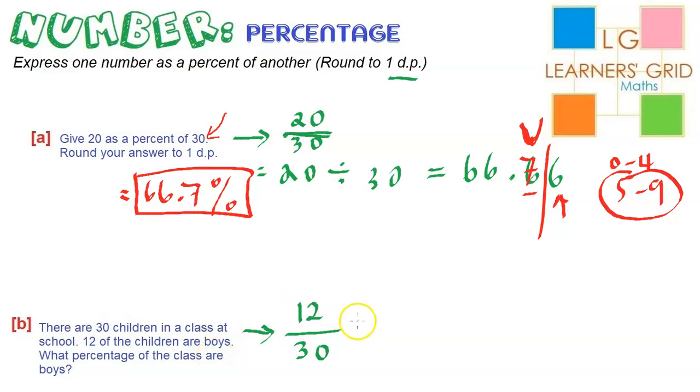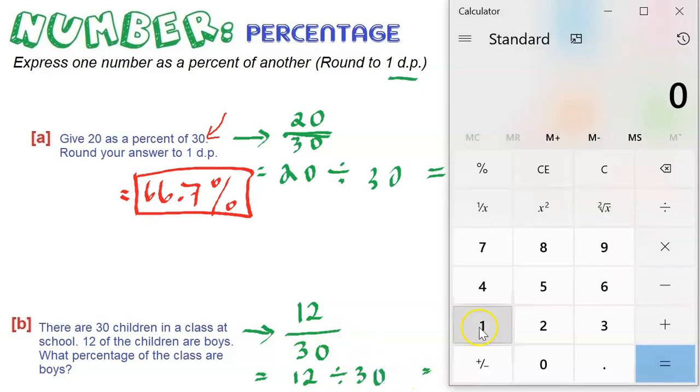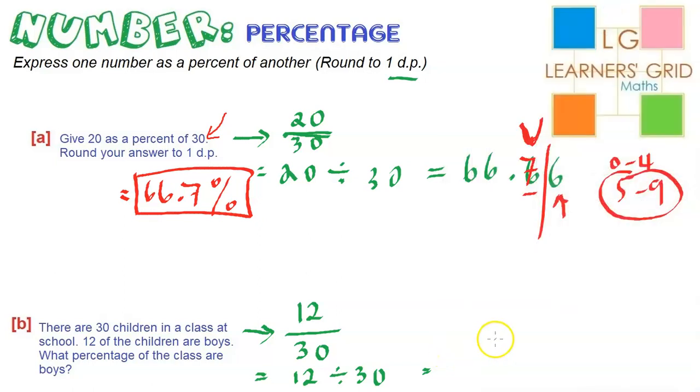And again, all we need to do now is to type this into our calculator. Numerator divided by, remember that's what the fraction bar means, denominator, which is 30. So let's use our calculator to help us out. Let's go 12 divided by 30% equals, and we have 40%. And we don't have to round anything off, so we can just write 40%, and that is the final answer. And that really is all there is to it.